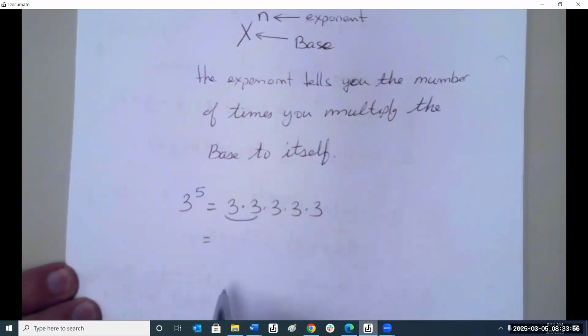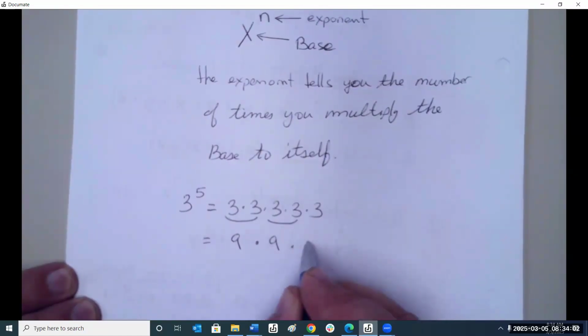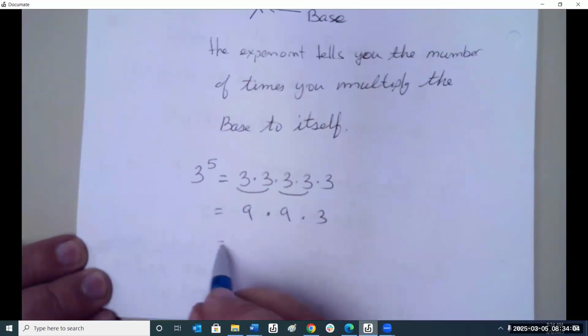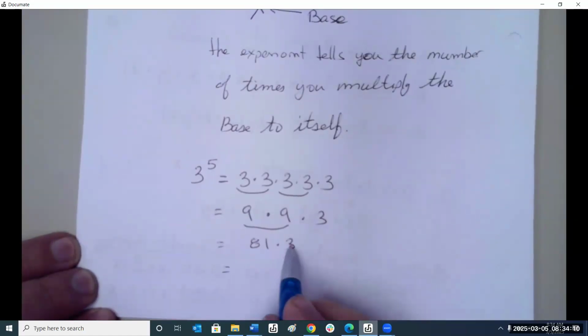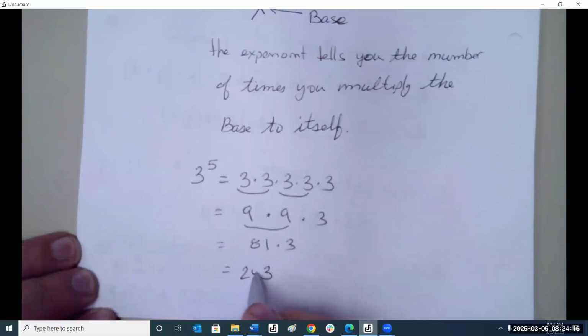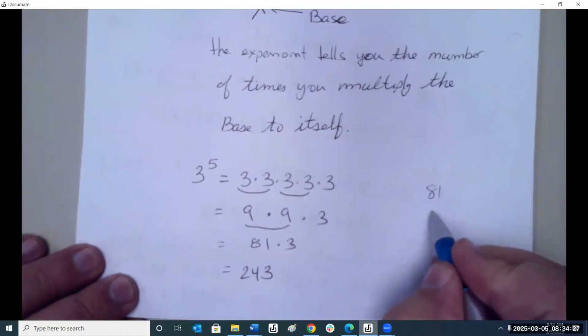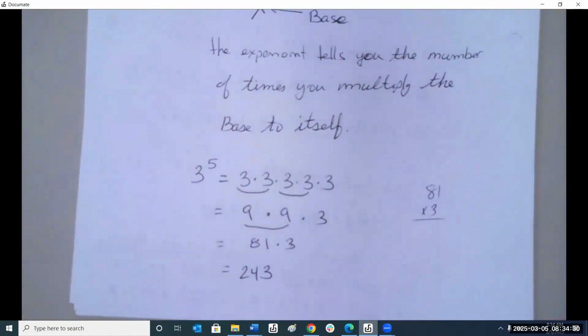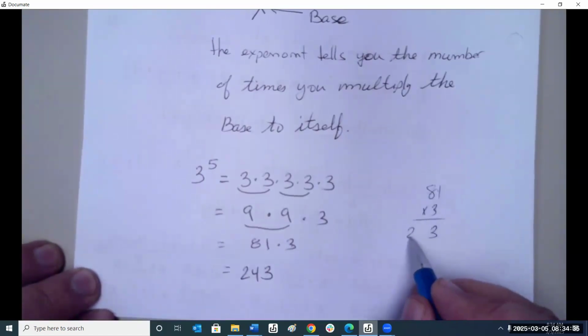What is 3 times 3? 9. Okay, what is 9 times 9? 81. 3 times 1 is 3, 3 times 8 is 24. And there you have it. Or if you want to, you could have done it as 81 times 3. Same thing. 3 times 1 is 3. 3 times 8 is 24.